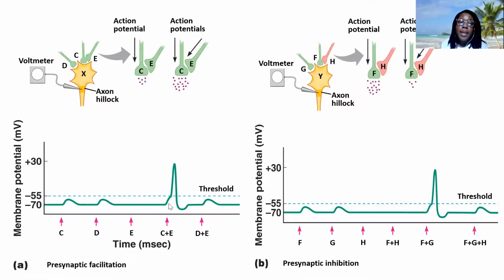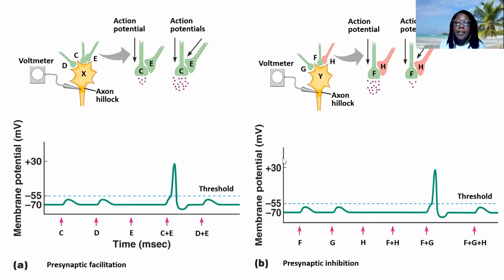But when we look at synapse E and C, when it's being modulated by neuron E, then we see that it's enough of a change to get us to threshold because neuron E is modulating or facilitating or increasing how much neurotransmitter is released from neuron C at that synapse. Okay, and that's an example of presynaptic facilitation.